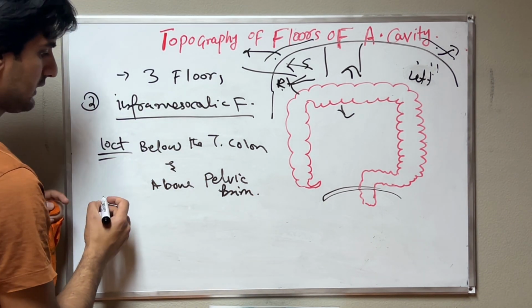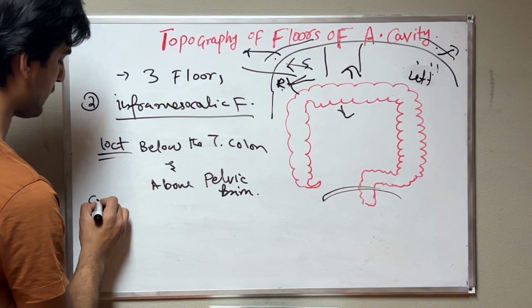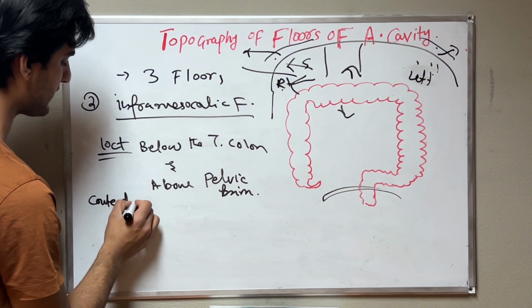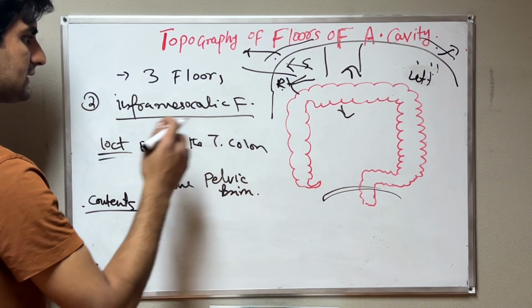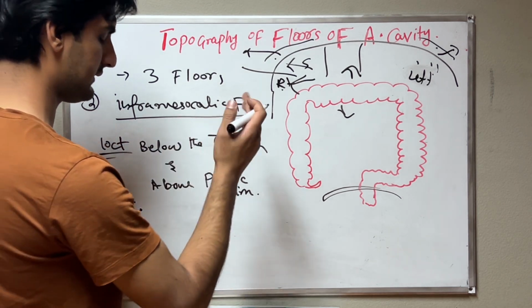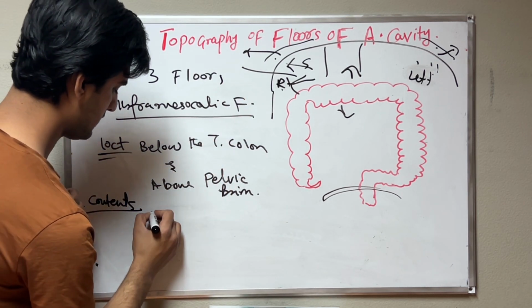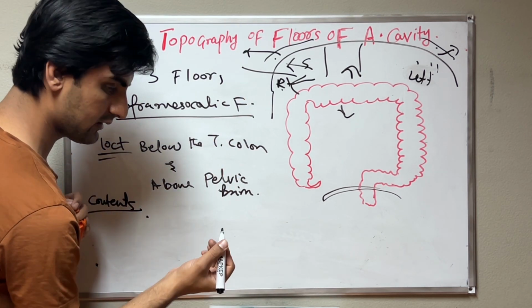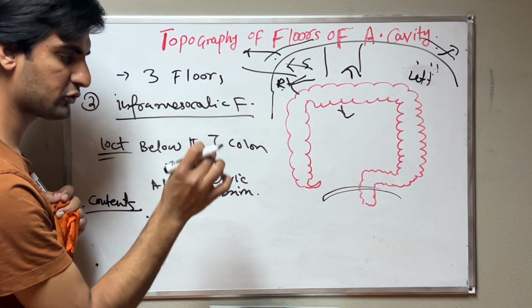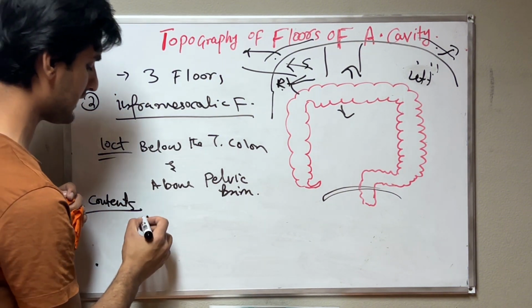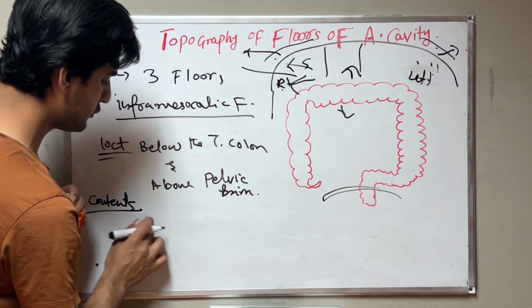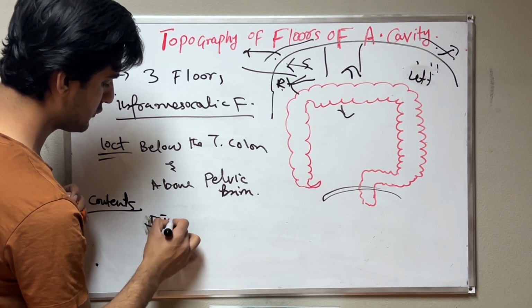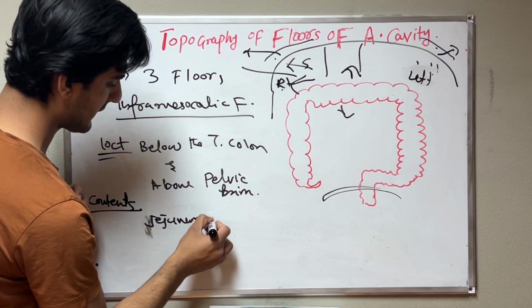Then what contents do we have here, which organs are present here? First we have the mesentery. Here also starts the root of the mesentery, because we have the jejunum and ileum.